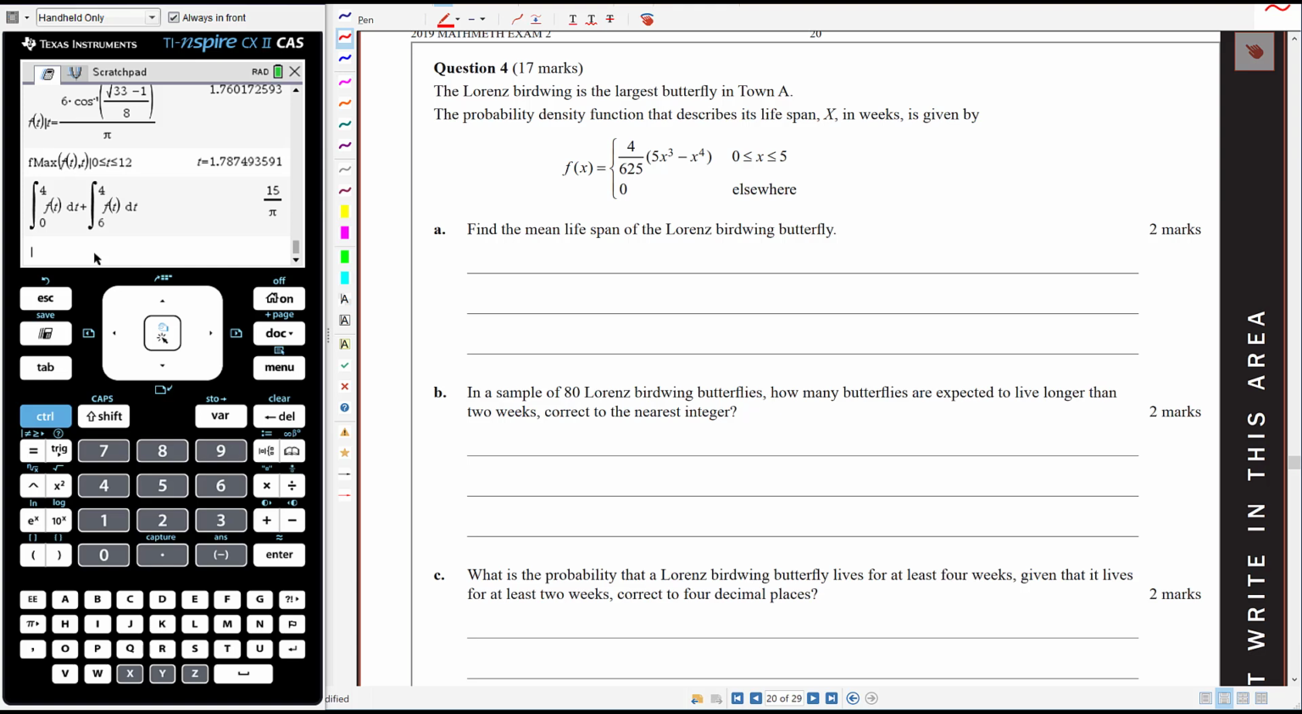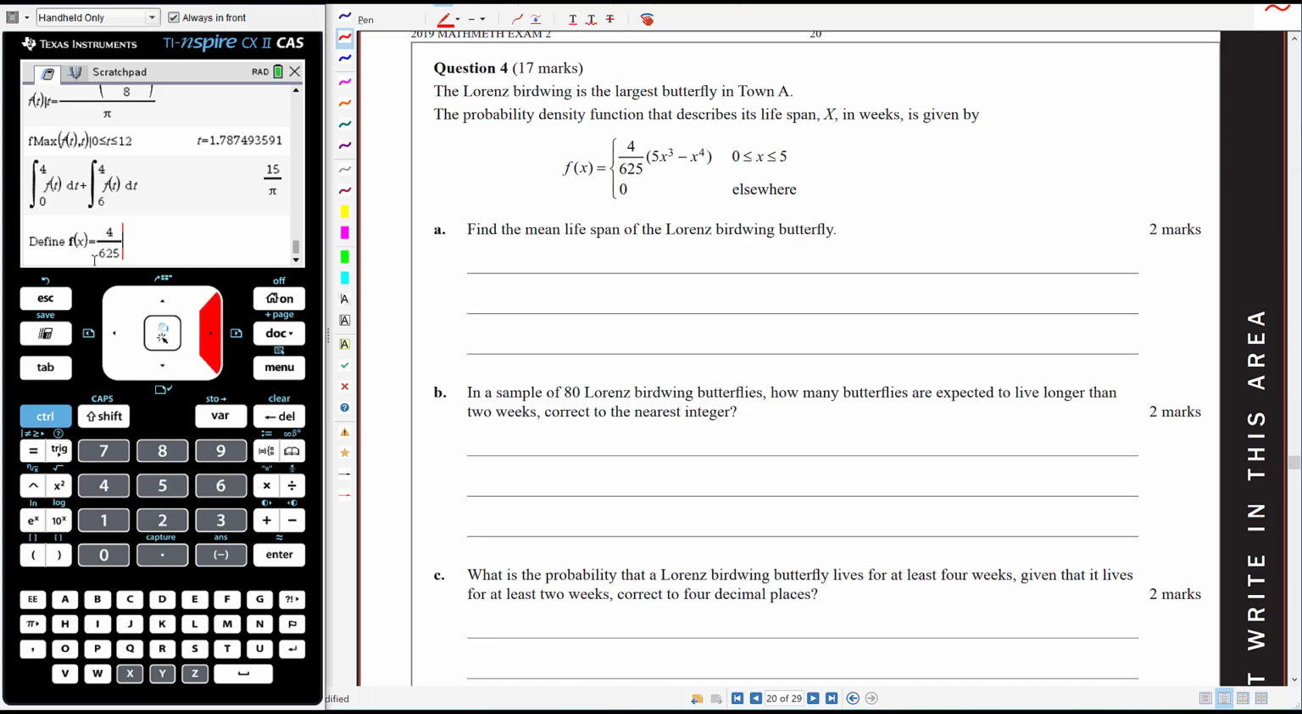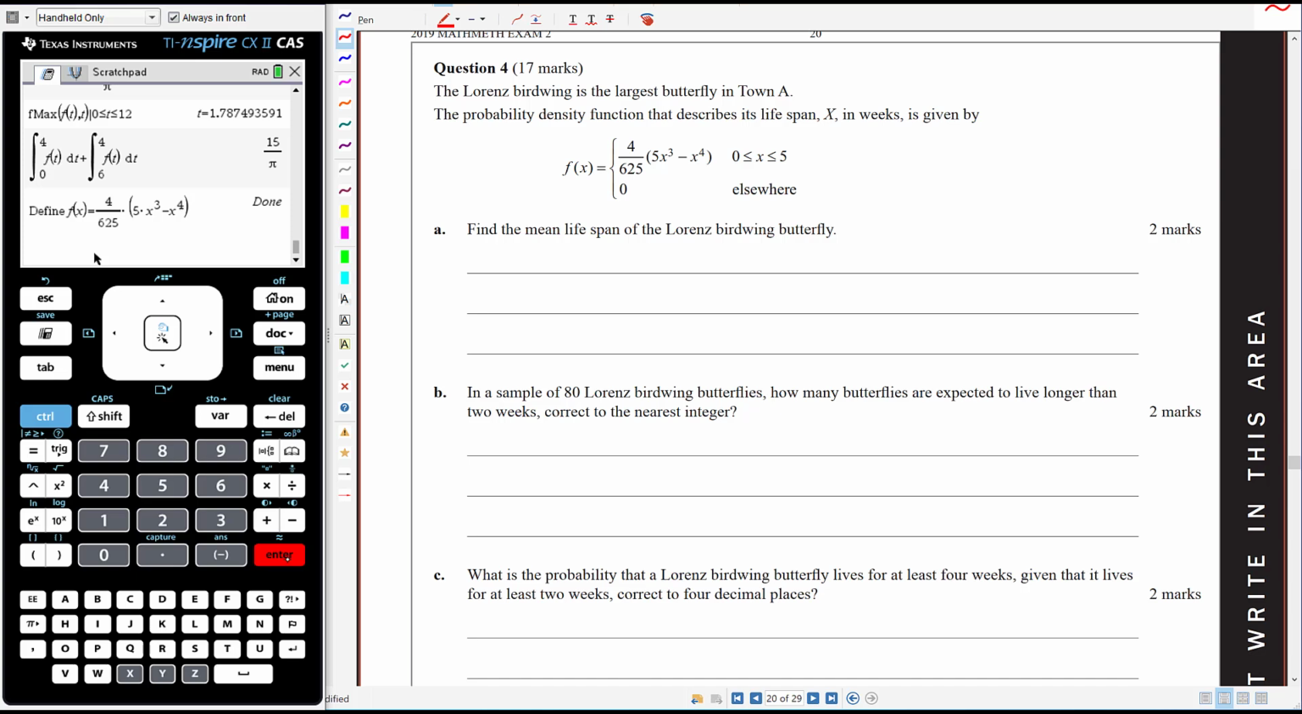Okay, so I'm going to define my probability density function. So these early parts of this question about the probability density function are not relevant to those of you doing the adjusted syllabus in 2020. 4 on 625 equals 5 times x cubed minus x to the power of 4. Okay, it's just between 0 and 5.